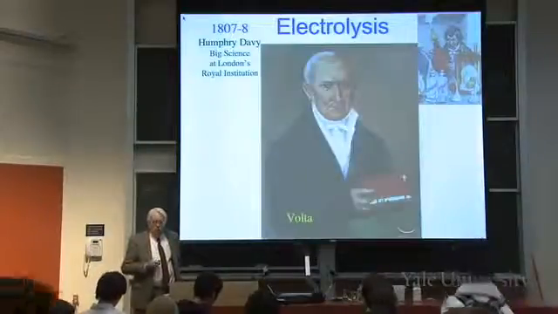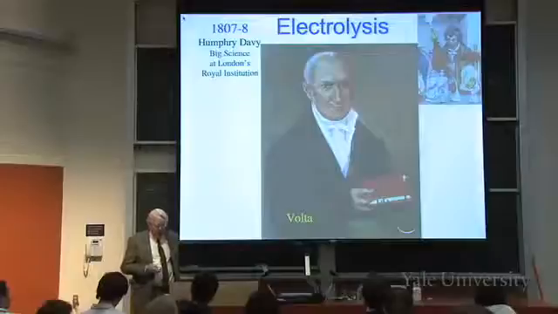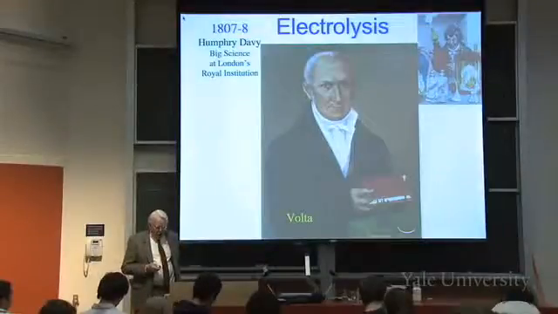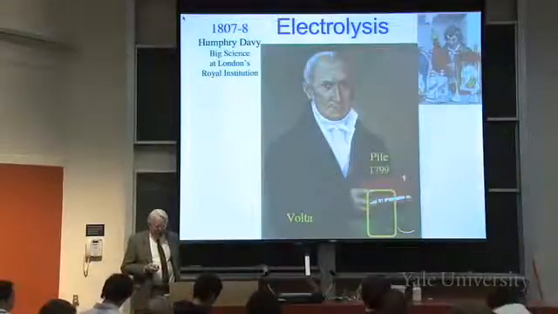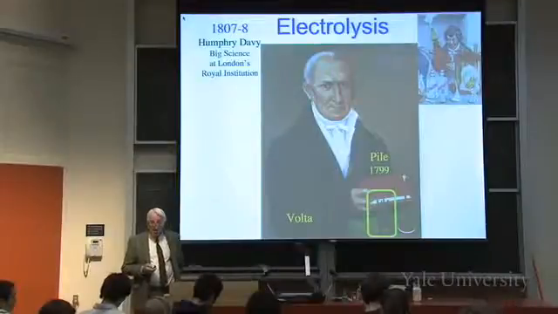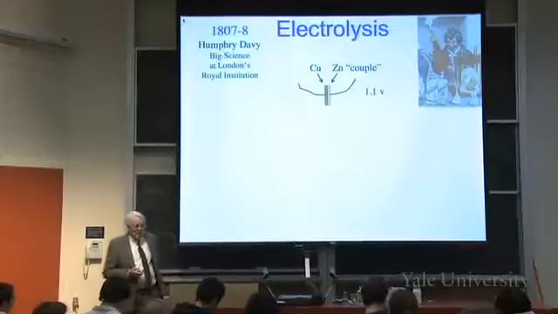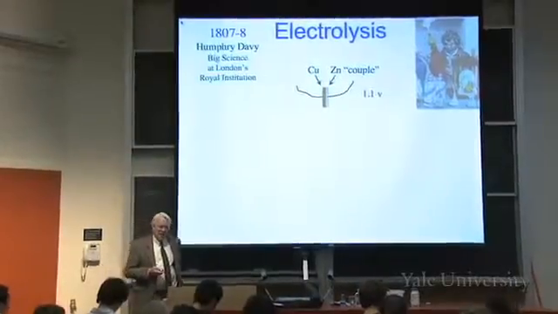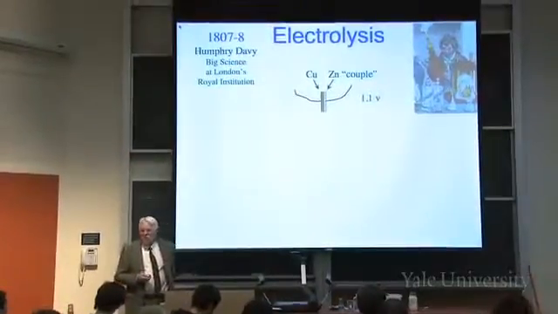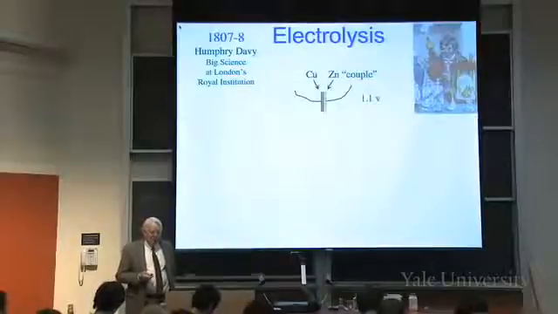It was based on the work of Volta, who was just a little more than a decade earlier, who had invented this thing shown on his desk here, which was the voltaic pile, which was a pile of copper and zinc discs. And when you put copper and zinc together, you can get 1.1 volts out of it, okay? So this was going to be big science.